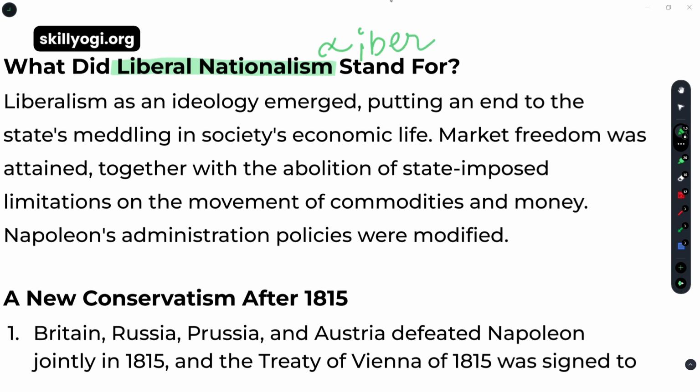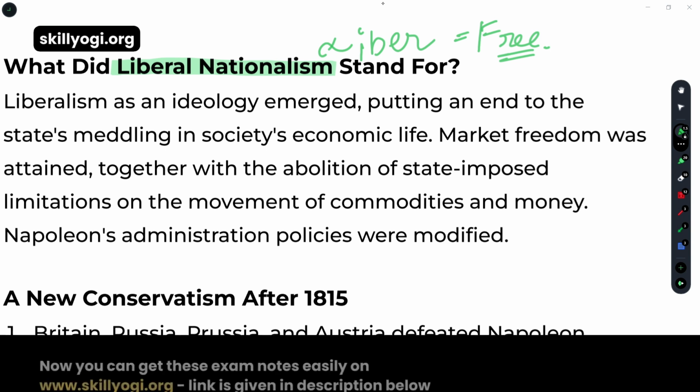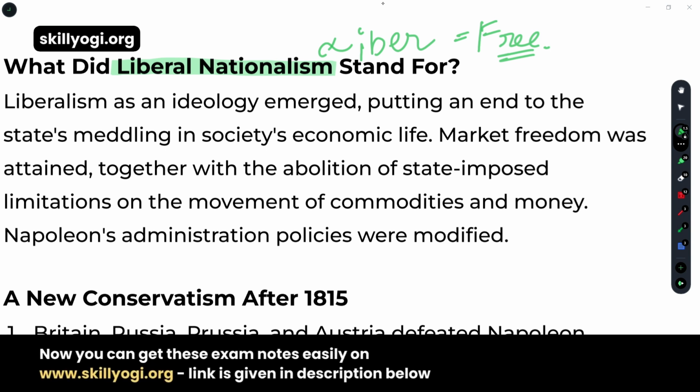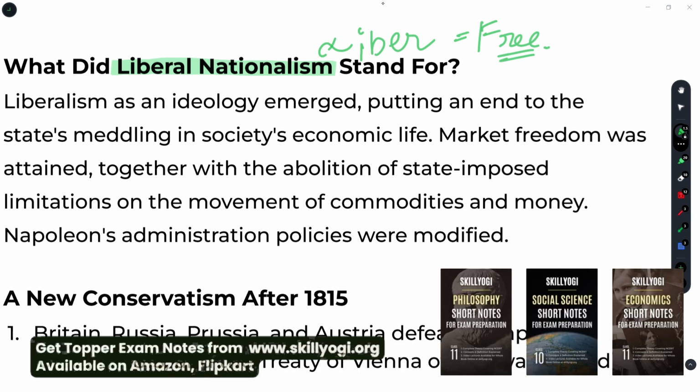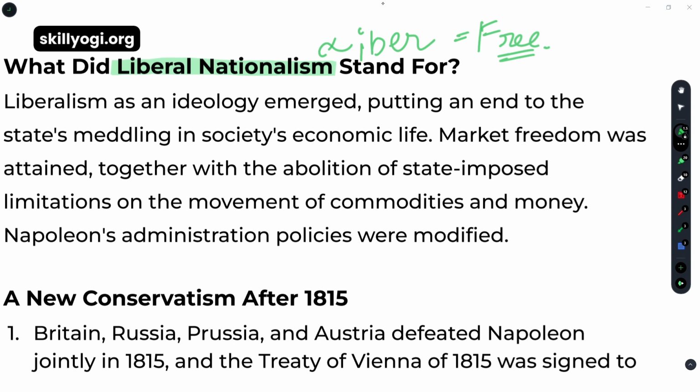It comes from the word liber, that means free to think, free to do everything, free to say your own feelings. You are totally free, you are not controlled by someone else. That is the meaning of the word liberalism. So for the new middle classes, liberalism stood for freedom for the individual and equality before the law. That was the concept of liberal nationalism. What is written over there? Liberalism as an ideology emerged, putting an end to the state's meddling in society's economic life.